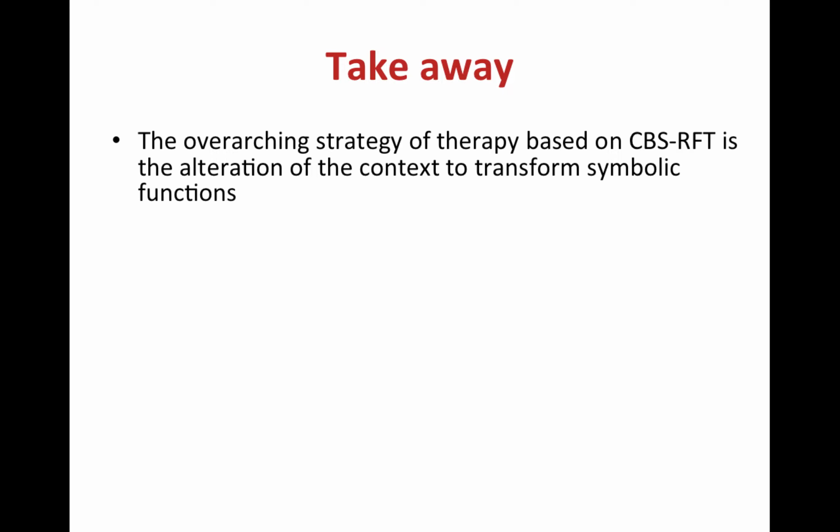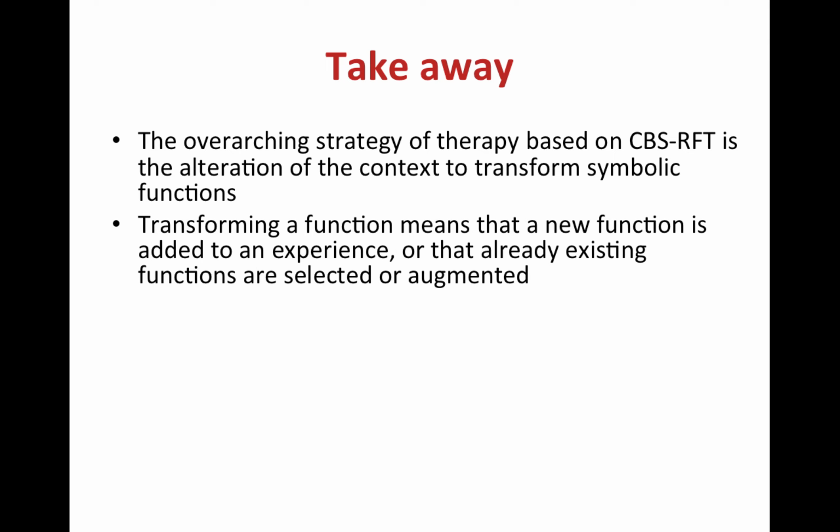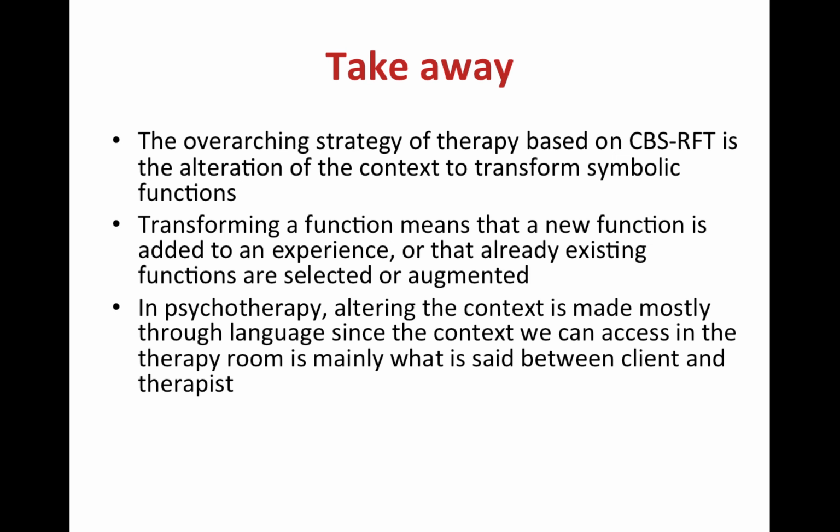Here is a summary of the main points you've learned in this tutorial and that I encourage you to remember. The overarching strategy of therapy based on CBS RFT is the alteration of the context to transform symbolic functions. Transforming a function means that a new function is added to an experience or that already existing functions are selected or augmented. Altering the context in psychotherapy is made mostly through language, since the context we can access in the therapy room is mainly what is said between clients and therapists.